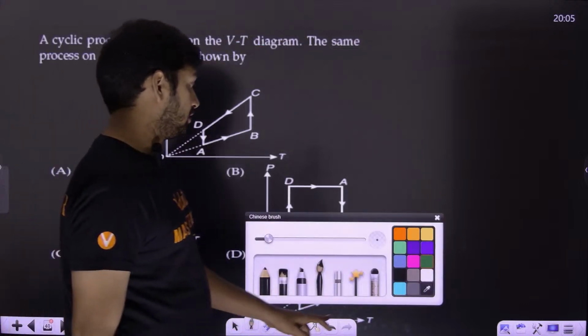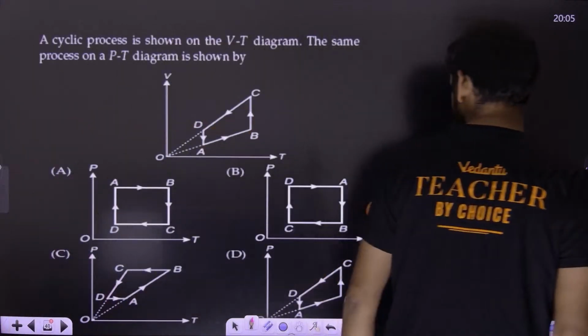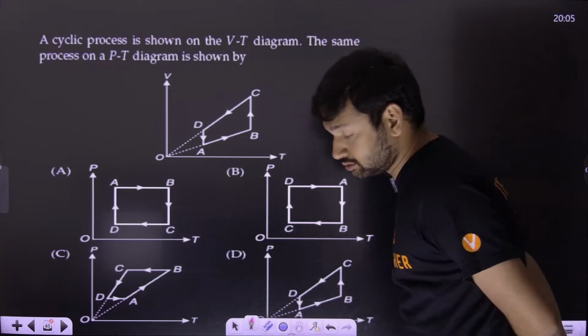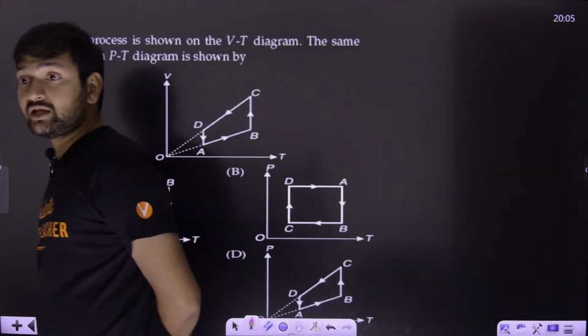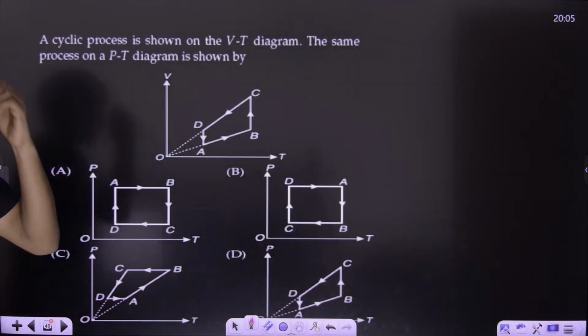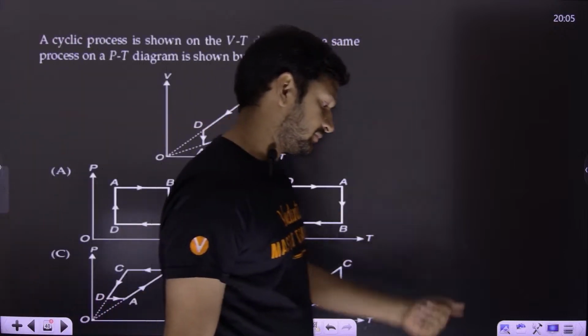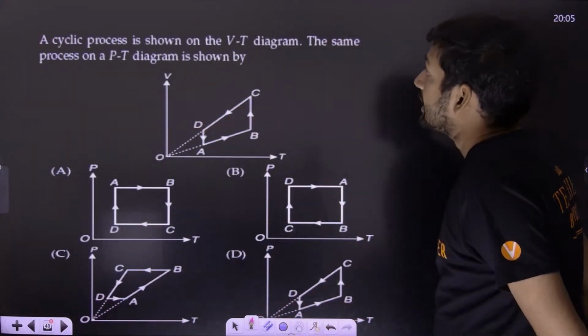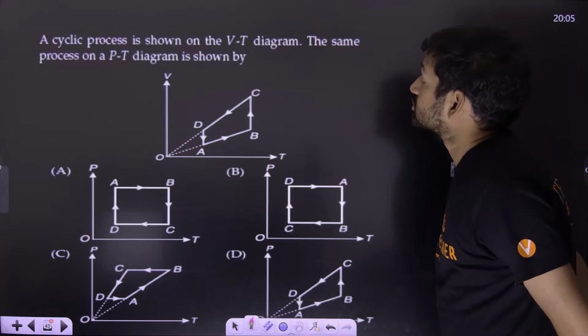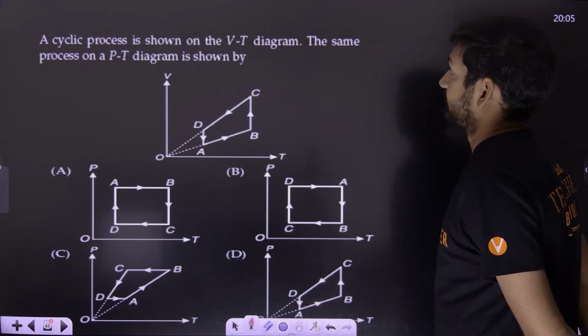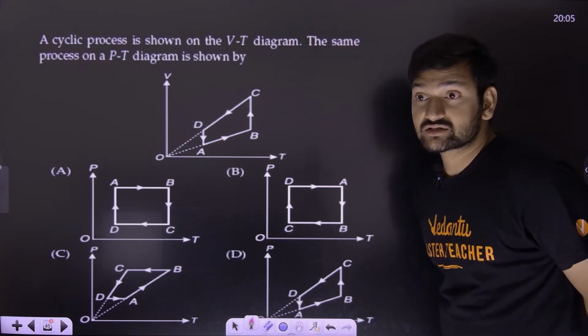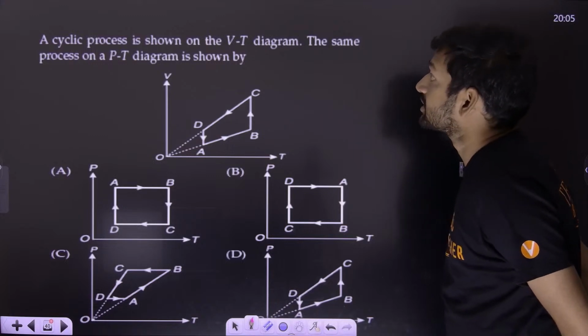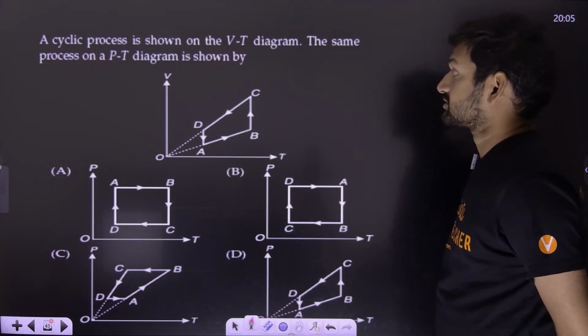Okay. Do this question also. It's a conversion question. Come on. A cyclic process is shown on the VT diagram. The same process on the PT diagram is shown as.